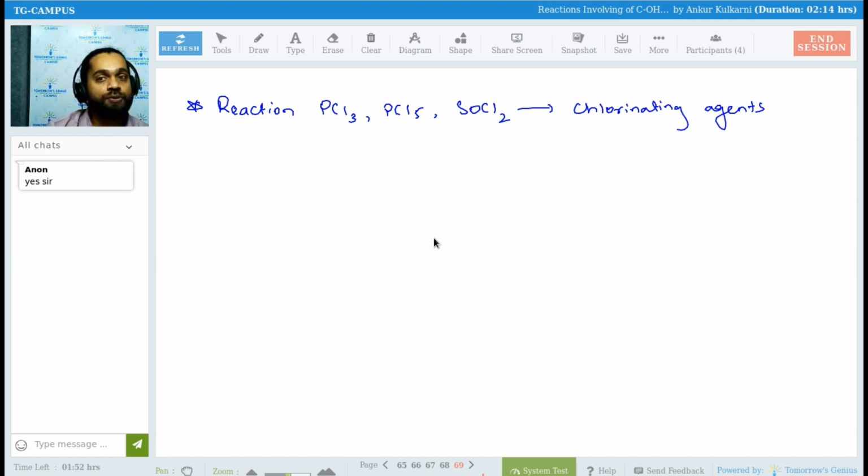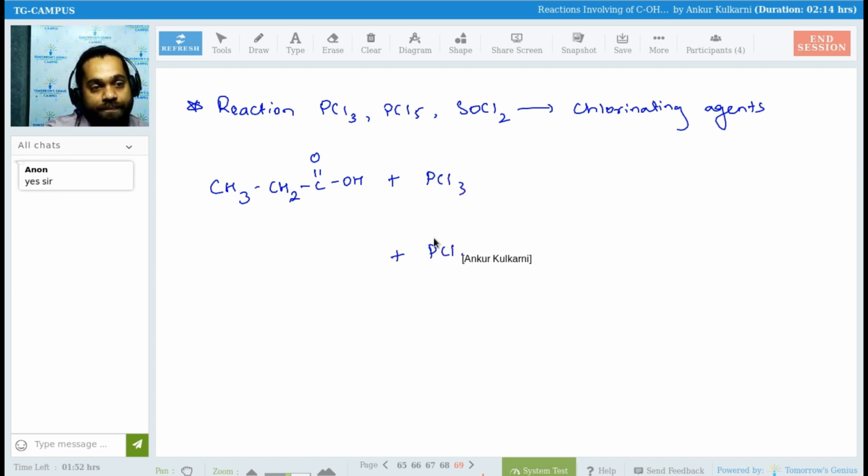Chlorinating agent means you have to add chlorine in that. Suppose I have an acid, Bhuvaneshwar. So what does this PCl3, PCl5 do? Look over here. Suppose I have an acid, CH3CH2C double bond O OH. We are doing reactions of carboxylic acid, so this is a very common reaction. If I have PCl3, PCl5 and SOCl2, so what will happen?